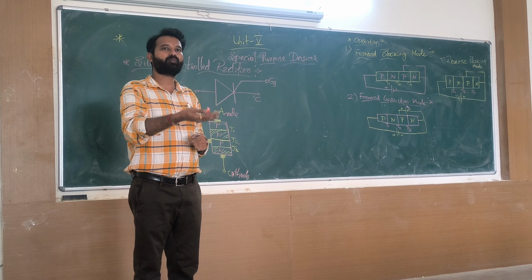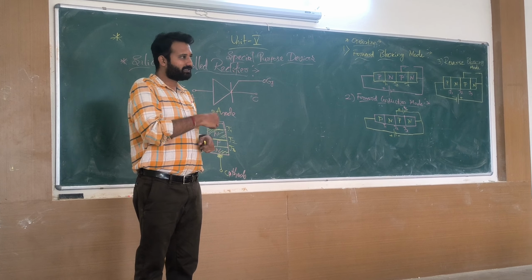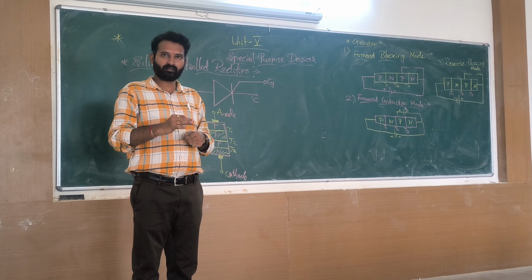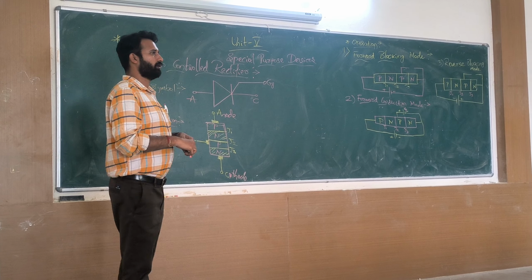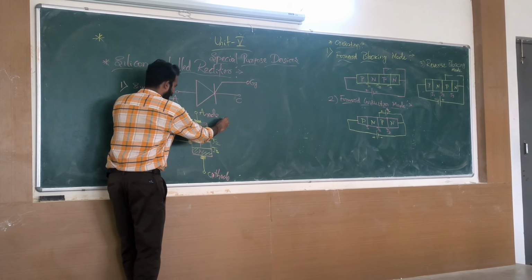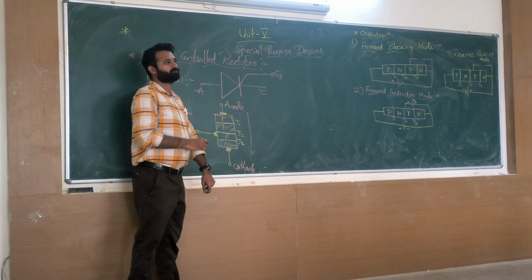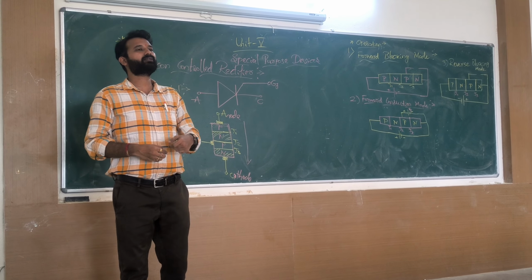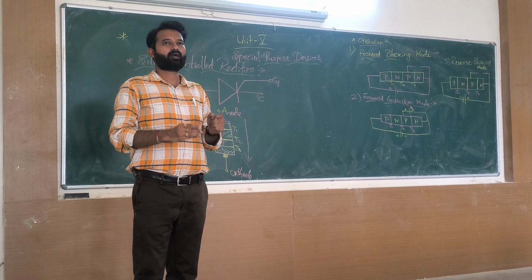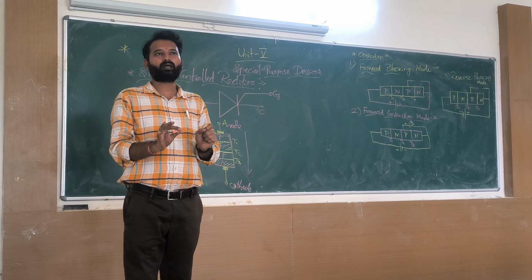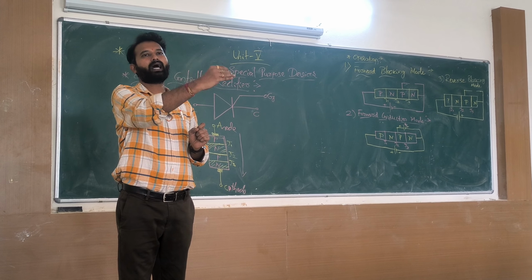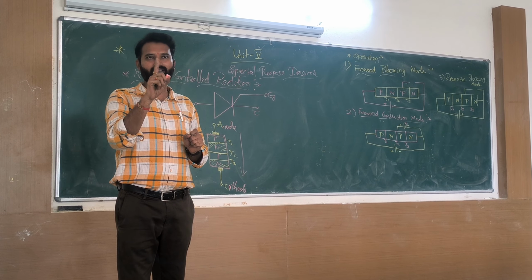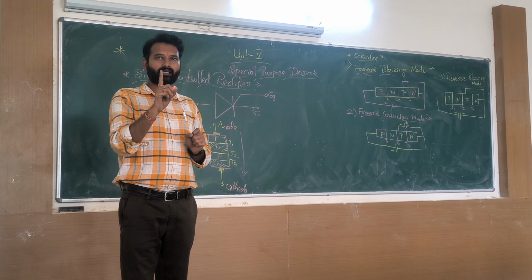Let me give a more detailed definition. This device is a unidirectional device because current will flow from anode to cathode. It is called a unidirectional device. Current will only flow from anode to cathode. One direction, single direction.